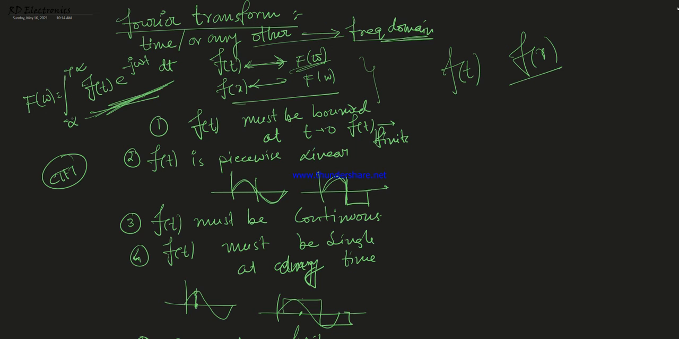This is F(omega), which is the integral from minus infinity to plus infinity of f(t), a function in the time domain, times e to the power minus j omega t, dt. Okay, so these are the very important equations.